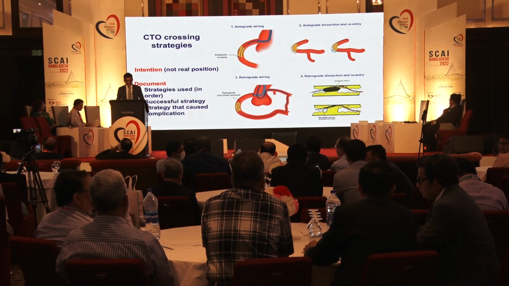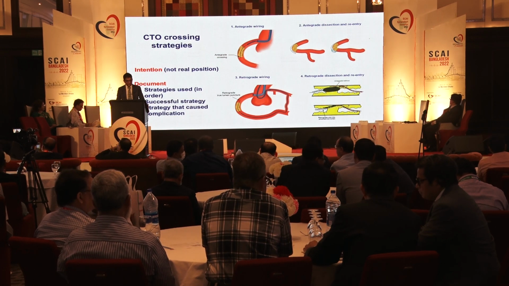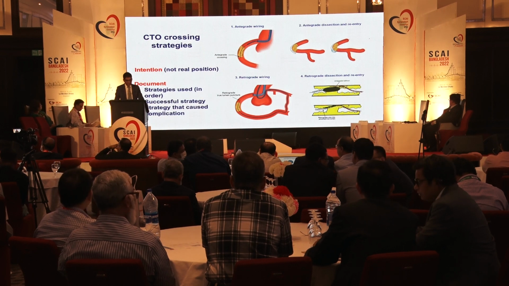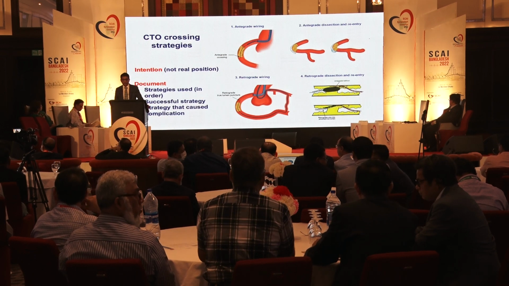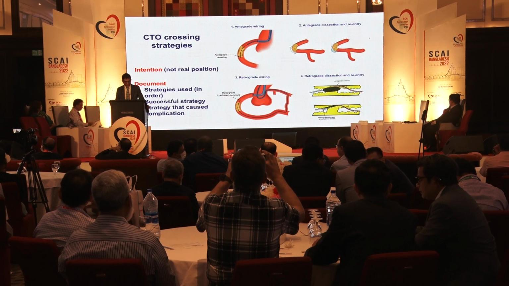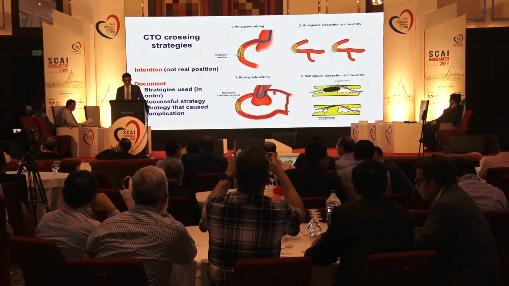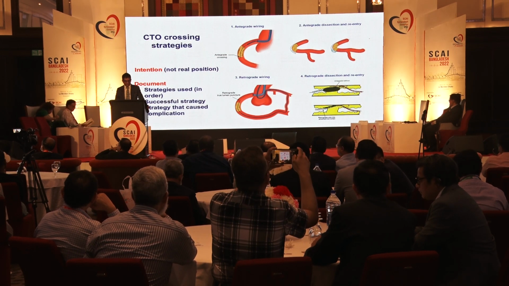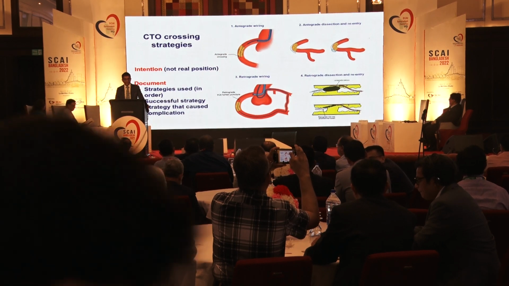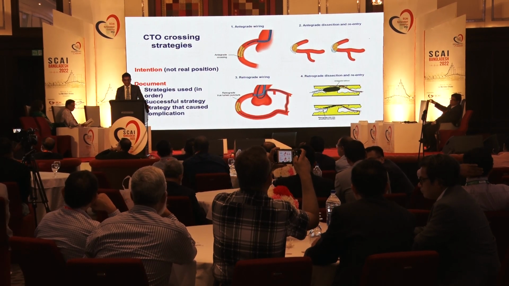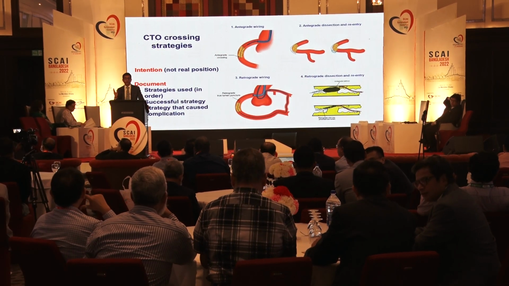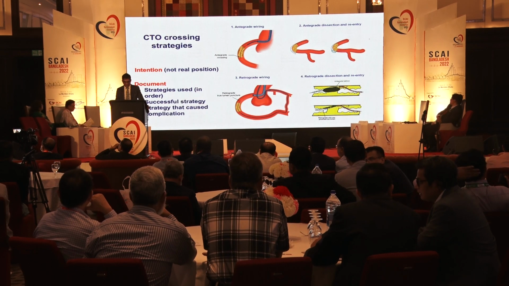The intention is not the real position, but to document the strategies used in order: the successful strategy, which you'll find out later, and the strategy that might have caused a complication. These include antegrade wiring, retrograde wiring, antegrade dissection re-entry, or retrograde dissection and re-entry. So there are only 4 broad ways of looking at it, right?